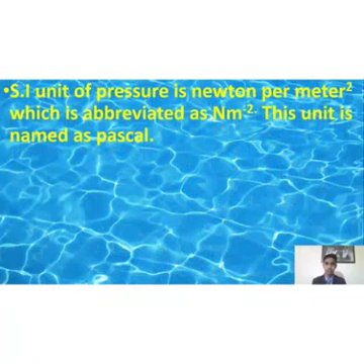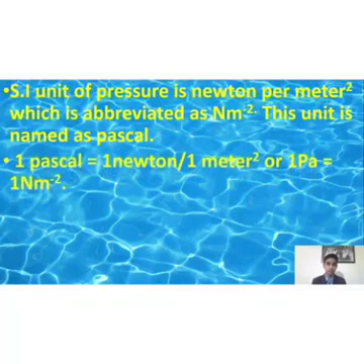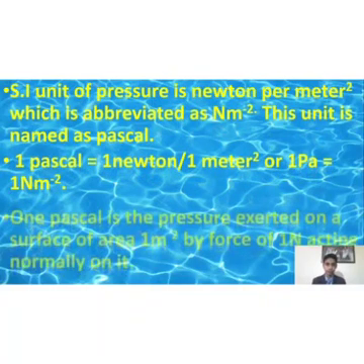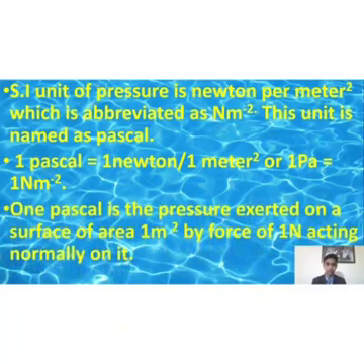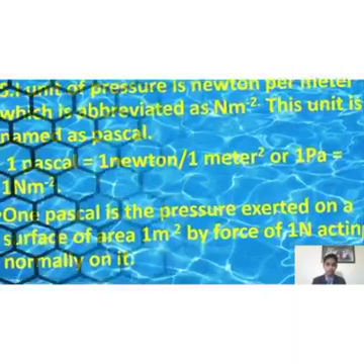The SI unit of pressure is Newton per meter square, which is abbreviated as Nm^-2. This unit is named Pascal. 1 Pascal equals 1 Newton by 1 meter square. 1 Pascal is the pressure exerted on a surface of area 1 meter square by a force of 1 Newton acting normally on it.